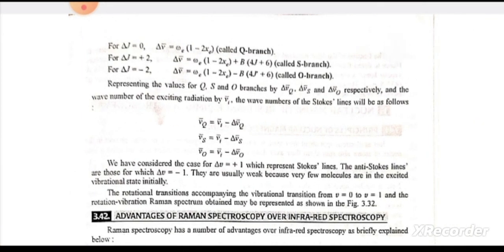For delta J equals 0, delta v bar equals omega e into (1 minus 2xe), called the Q branch. For delta J equals plus 2, delta v bar equals omega e (1 minus 2xe) plus B into (4J plus 6), called the S branch. For delta J equals minus 2, delta v bar equals omega e (1 minus 2xe) minus B into (4J dash plus 6), called the O branch.